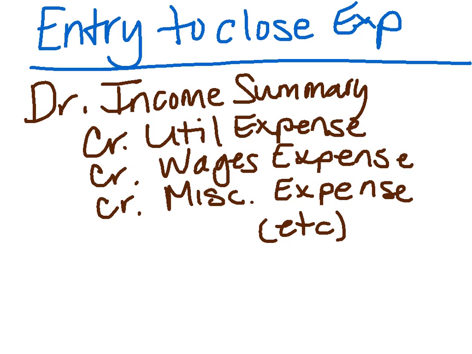The next step in the closing process is to bring all of the expenses to zero. In order to do this, you're going to need to credit each expense account individually and then debit income summary for the total of all expenses.